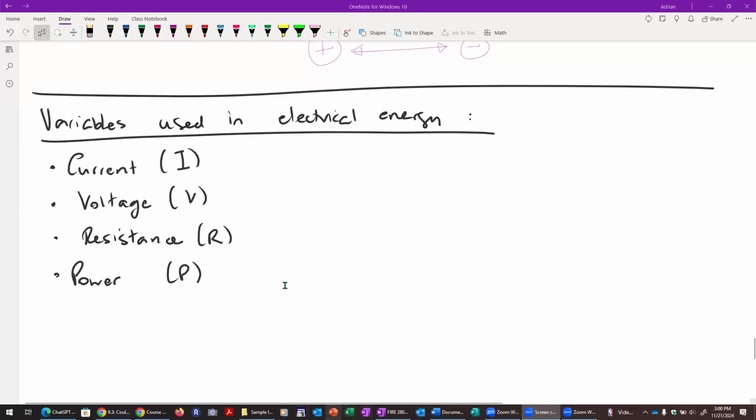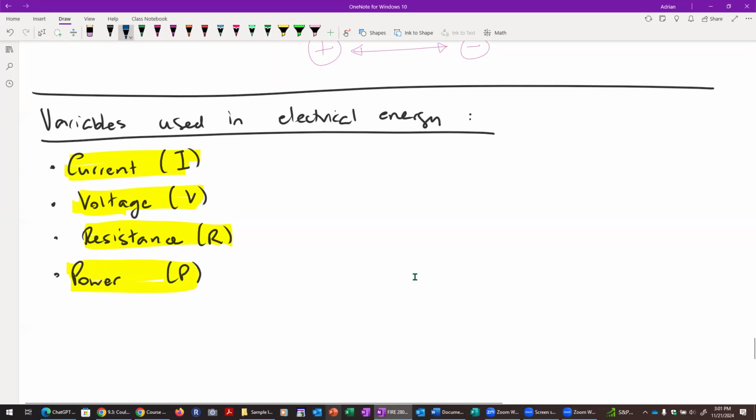All right, so now we're going to take a look at some of the variables that we're going to see down the road when we start looking at electrical energy and electricity in general. We're going to introduce four right now, and then we'll see some others eventually. The four most common variables are current, abbreviated uppercase I, voltage, abbreviated uppercase V, resistance, abbreviated uppercase R, and power, abbreviated uppercase P. We'll take a look at each of these in turn.